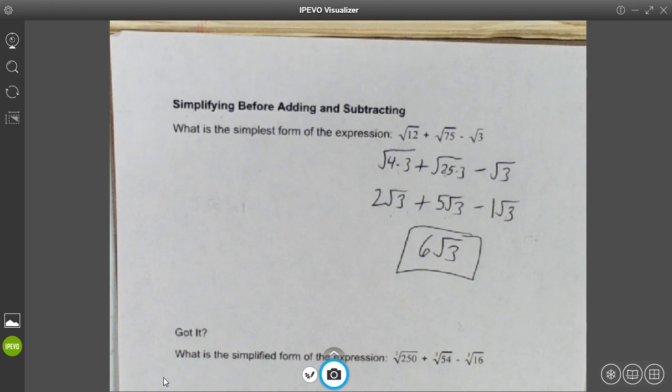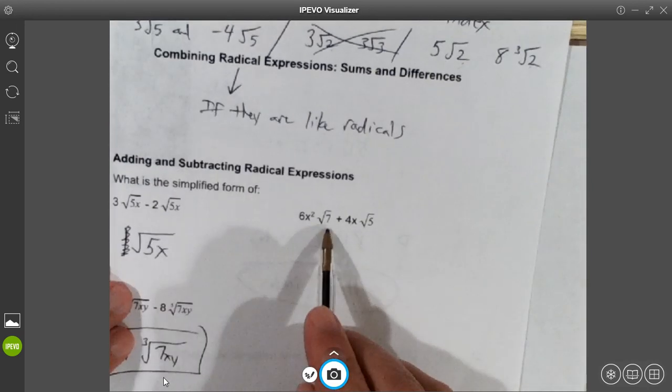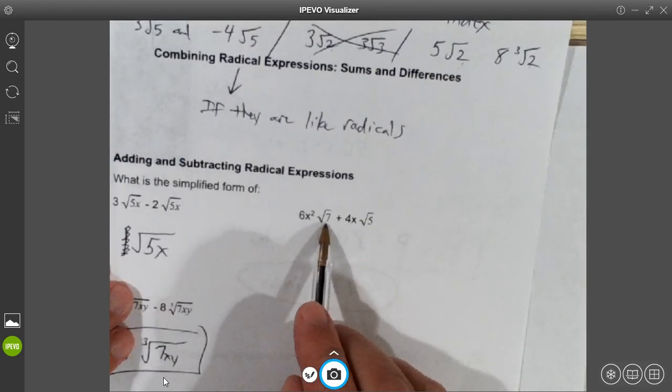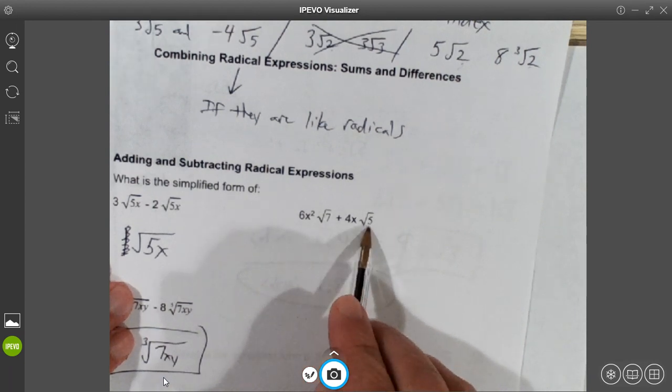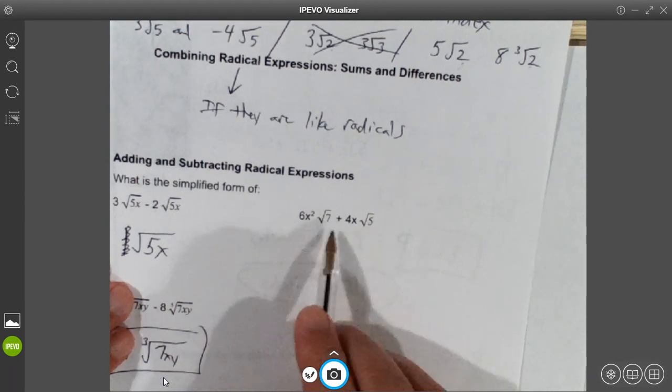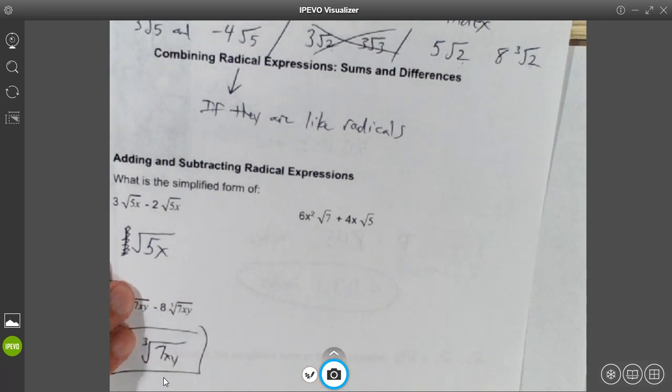All right. And just real quickly, why didn't we do that back here? Because these were already simplified. I can't think of any factors of 7 that are perfect squares. I can't think of any factors of 5 that are perfect squares. So that's why we didn't talk about that then.